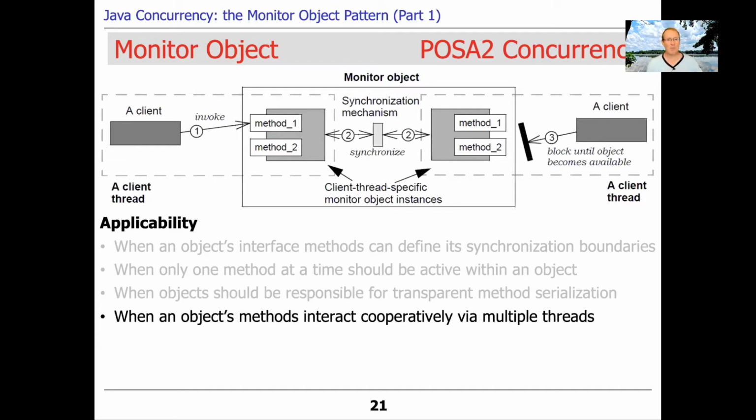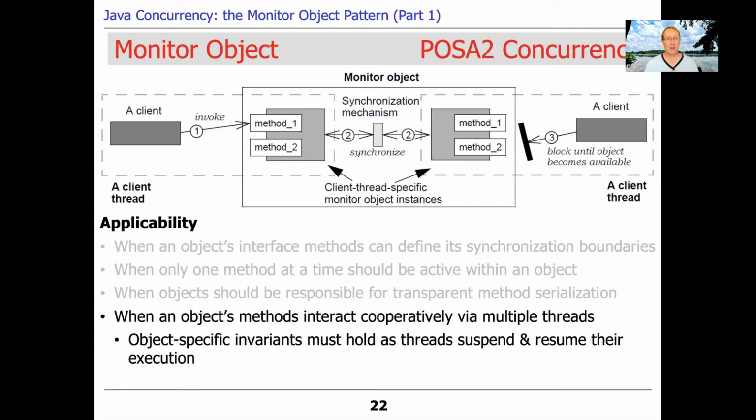And then another property you want to have here is you want an object's methods to be able to interact cooperatively by coordinating the order in which they run. And again, you make a method call to take something, the queue is empty, you wait, right? And some other thread gets a chance to run to put something into the queue.